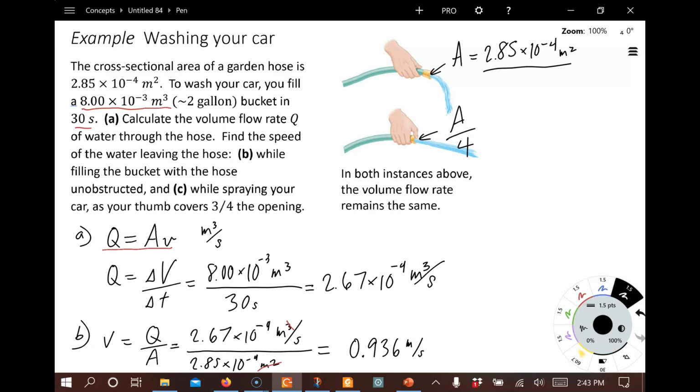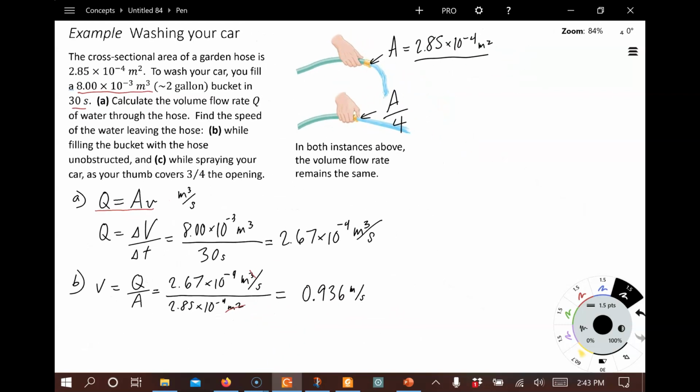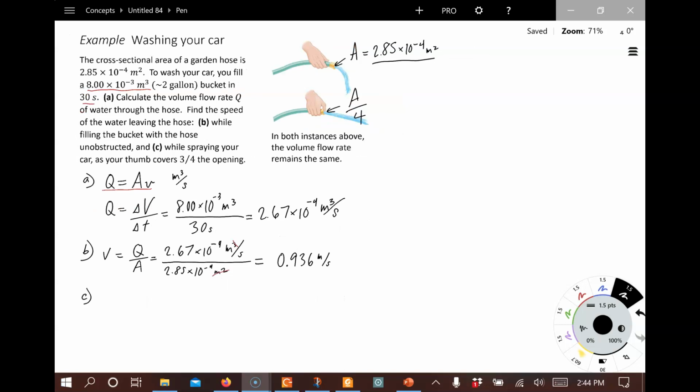All right, in part C, we're going to ask, as you cover the opening 3/4 of the way with your thumb, how does the speed change? Well, in this case, we can use the same equation again, and Q, the volume flow rate, is the same. The same amount of water has got to be leaving that hose per unit time. However, the area has now changed. Instead of A, now we've got 1/4 A.